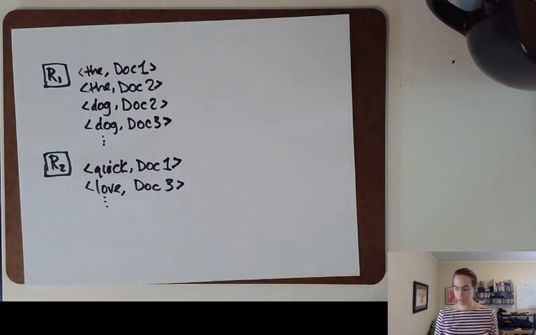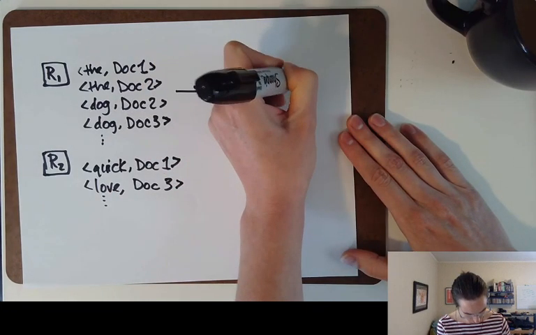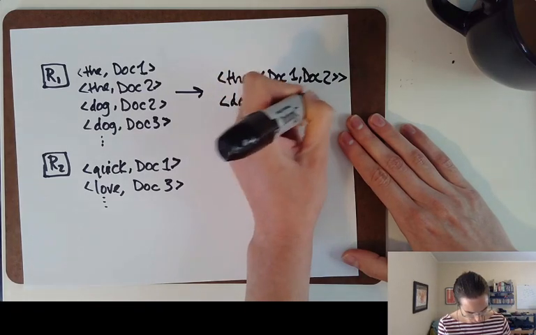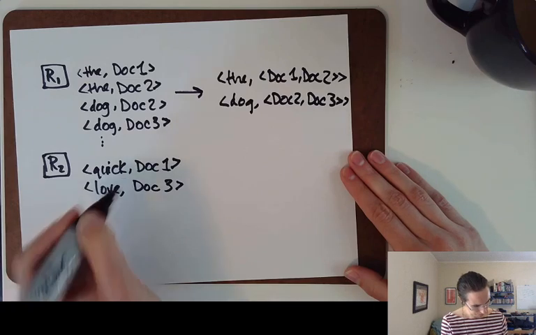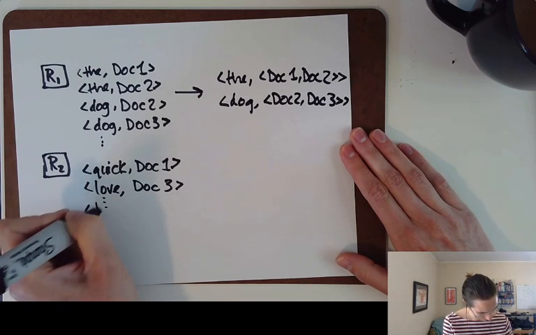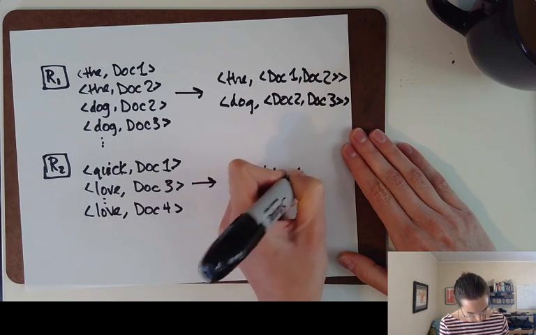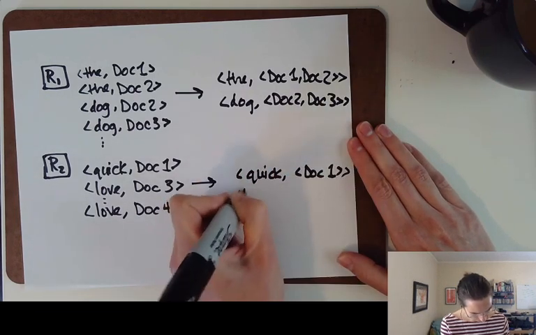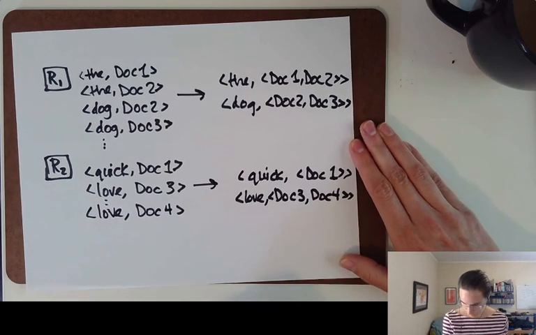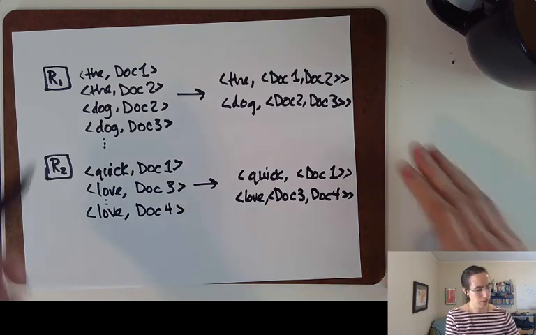Well, they just have to combine the pairs with the same key. So this turns into, and then down here, maybe we also had something like that. So we get, so that's it.